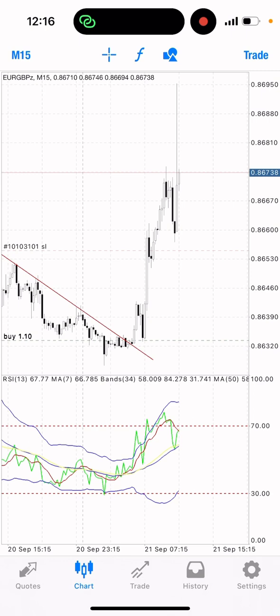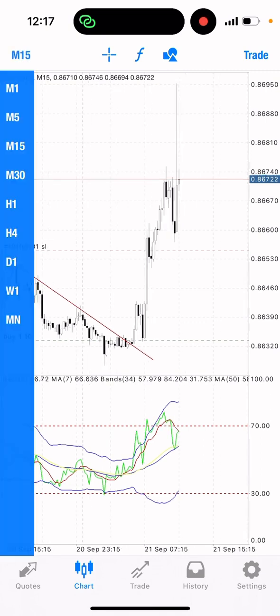Okay, but for the first one, I'm going to show you guys how to trade the TDI with price action confirmation, combining price action and the TDI Forex indicator. So guys, here is how we do it.